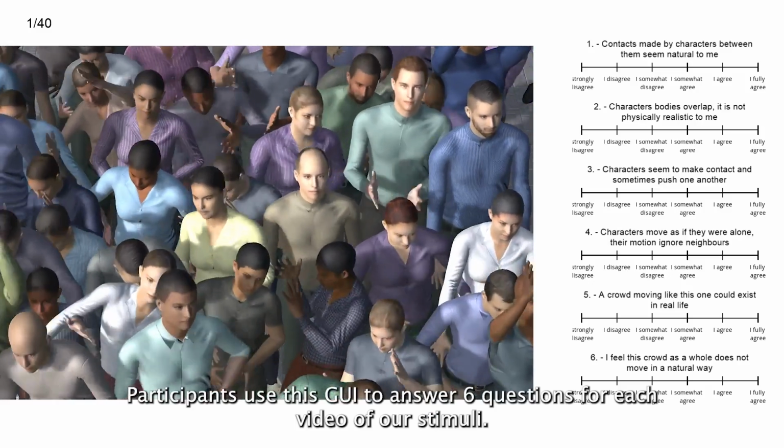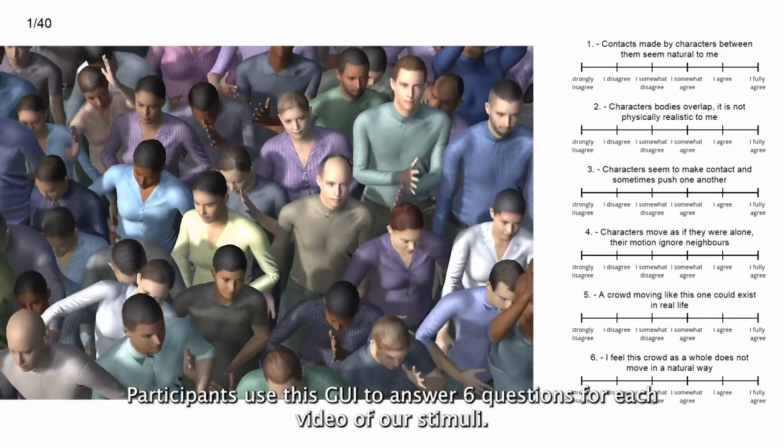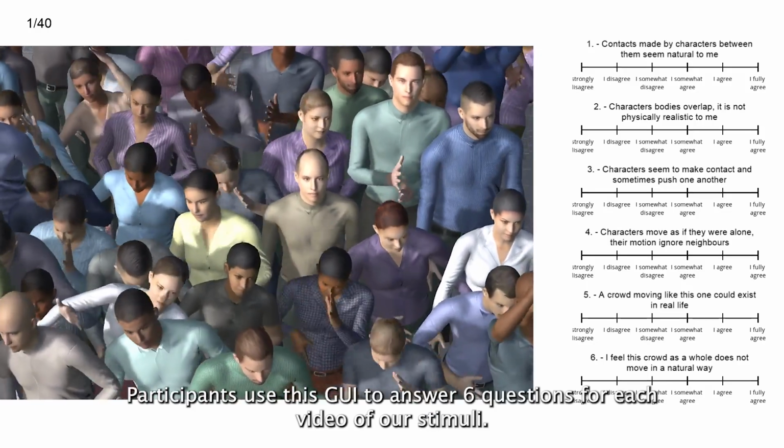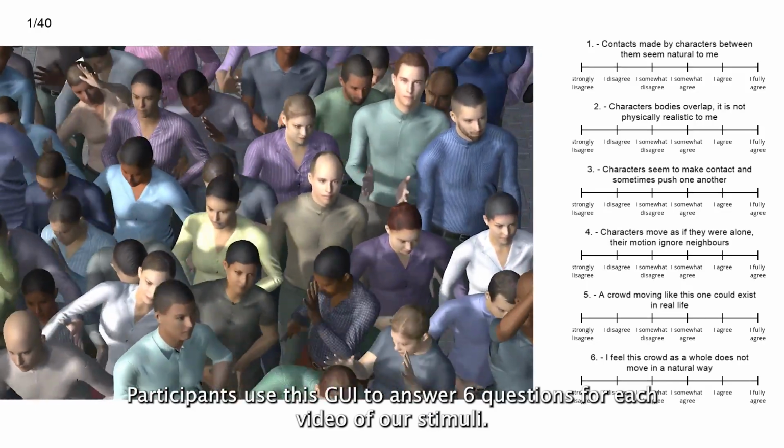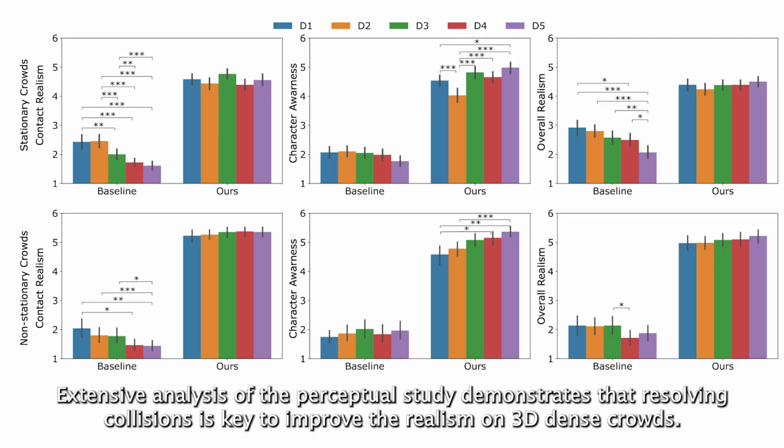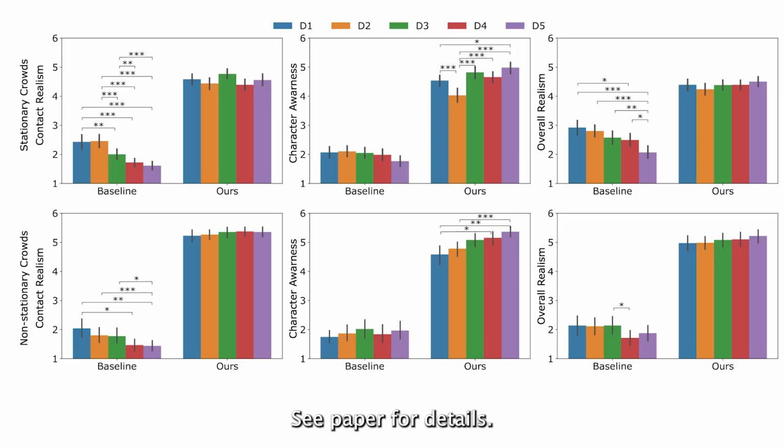Participants use this GUI to answer 6 questions for each video of our stimuli. Extensive analysis of the perceptual study demonstrates that resolving collisions is key to improve the realism on 3D dense crowds. See paper for details.